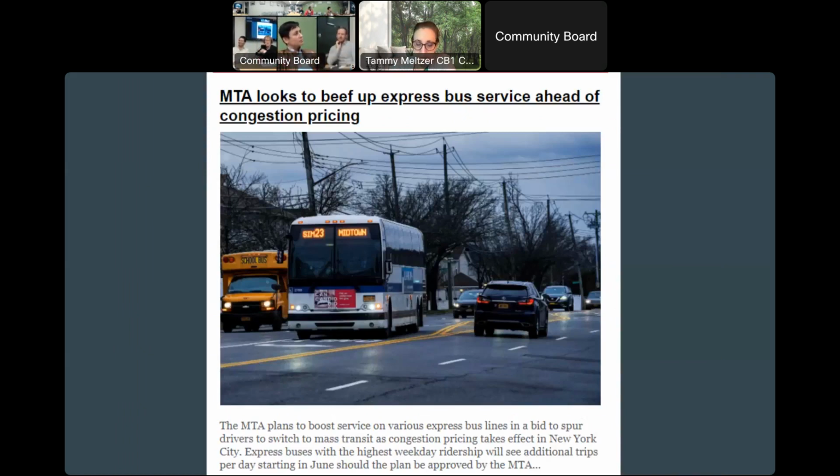Yeah, and more express bus service. They're looking at where there's been the most ridership, and they've been beefing that up a bit. See more of those. Some of them come into Battery Park City, so.